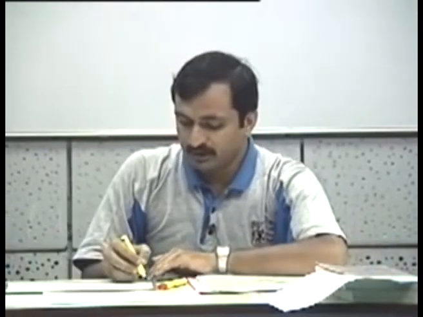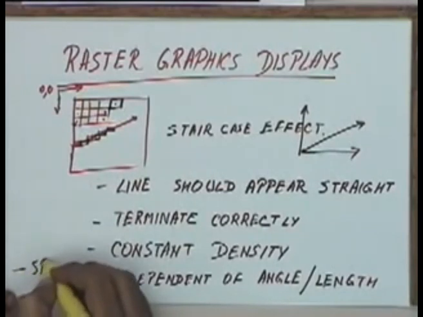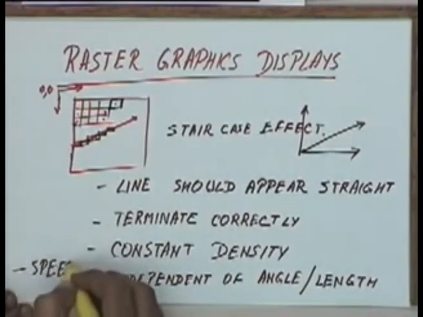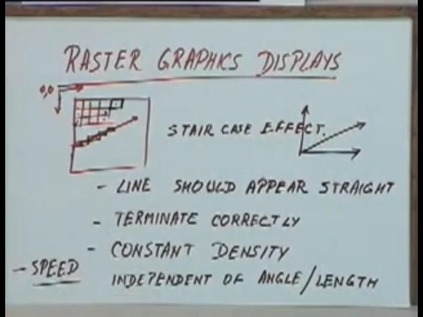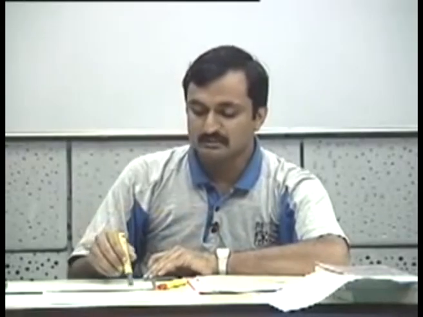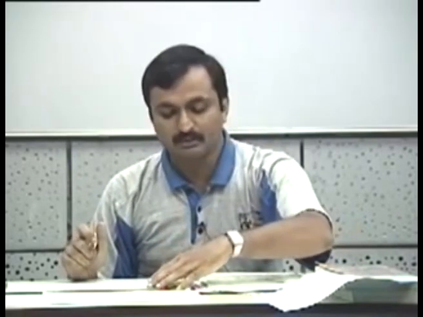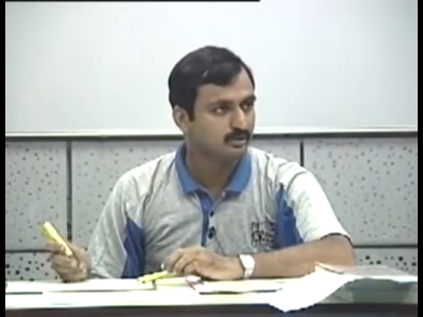And of course my line drawing algorithm should be fast, the speed of the algorithm should be good. If the speed of the algorithm is low, then the algorithm is not a good algorithm. So these are some of the requirements of a good line drawing algorithm. In the next class we will take up some of the line drawing algorithms and see how they perform with respect to one another. Okay, that is all.